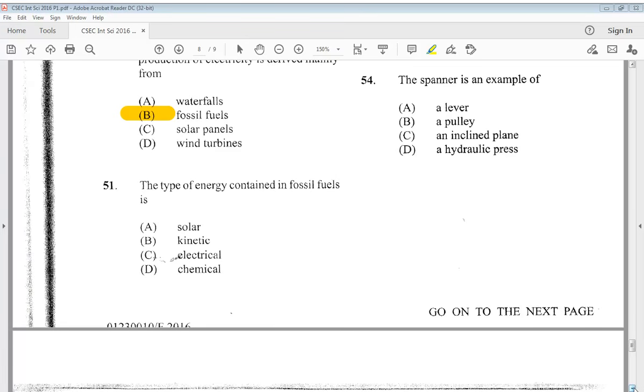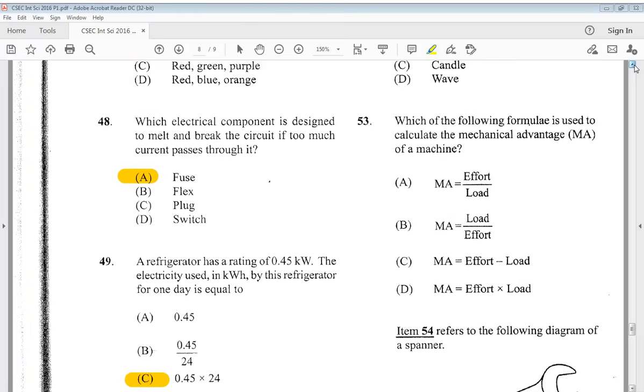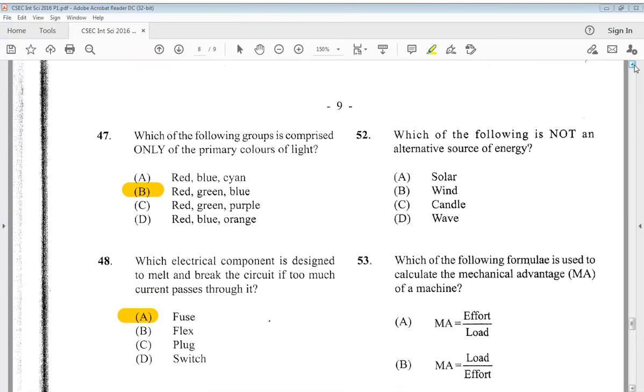The type of energy contained in fossil fuels is A. Solar, B. Kinetic, C. Electrical, or D. Chemical. We know it is D, chemical. Let's go to number 52.